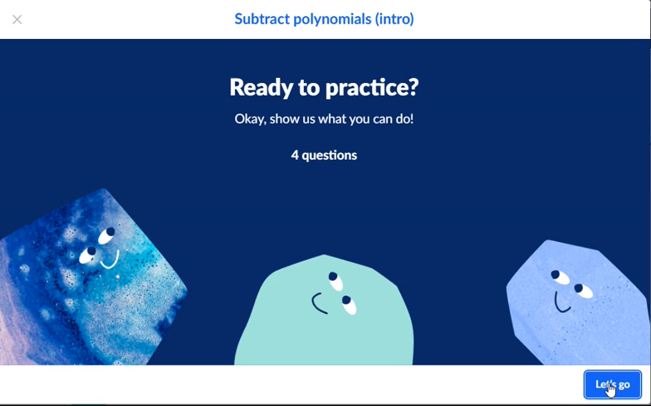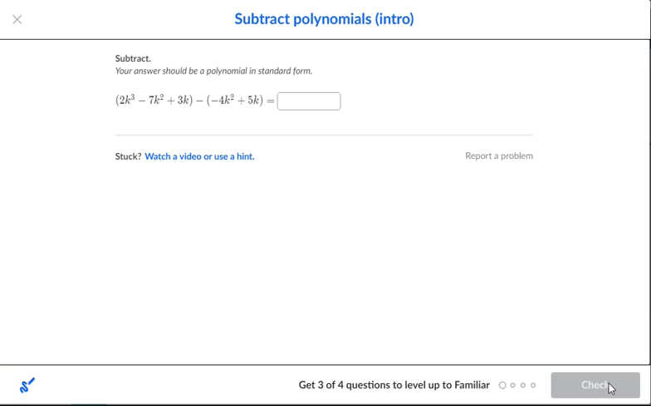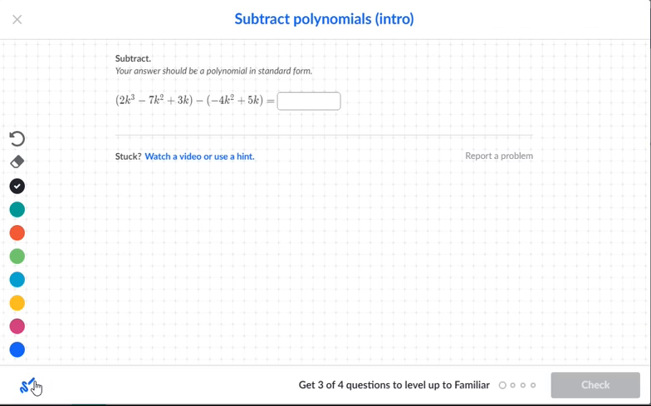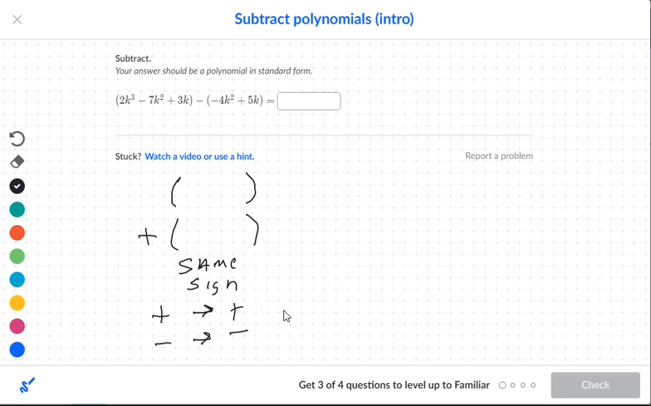Subtract Polynomials intro. Okay, so when we're working on subtracting polynomials, it is just like adding polynomials. Because when we were working with addition, we either had parentheses by themselves or we had parentheses with the plus sign, and we wrote down the same sign. So if it was a positive, you would write it as a positive. If it was a negative, you would write it as a negative.